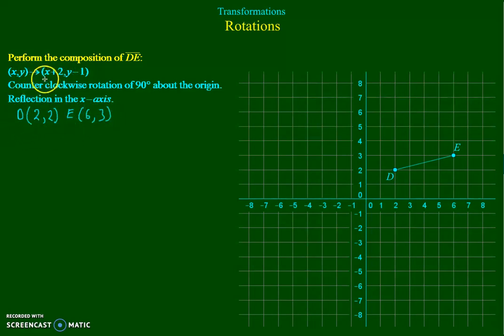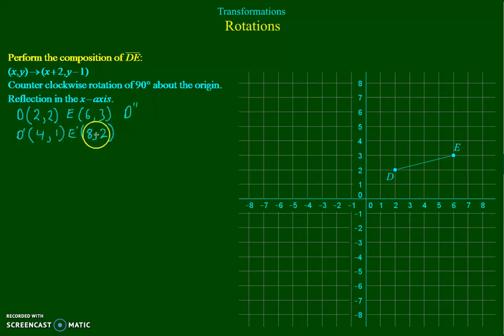So the translation, D prime, is adding 2 to the x, so 2 plus 2 is 4, subtracting 1 from the y. 2 minus 1 is 1. E prime, adding 2 to the x, that's 8, subtracting 1 from the y, that's 2. Now if you want, we could draw the intermediate figure, or we could just go straight for the final and draw the image once. So that's what we're going to do.